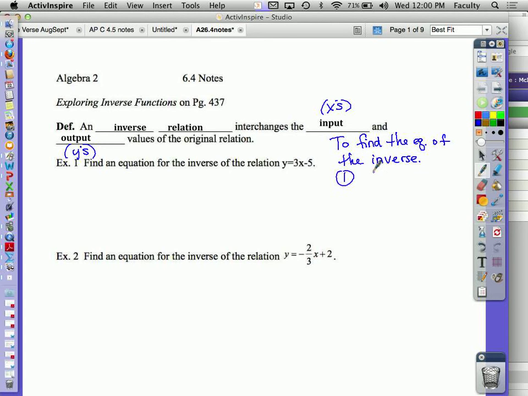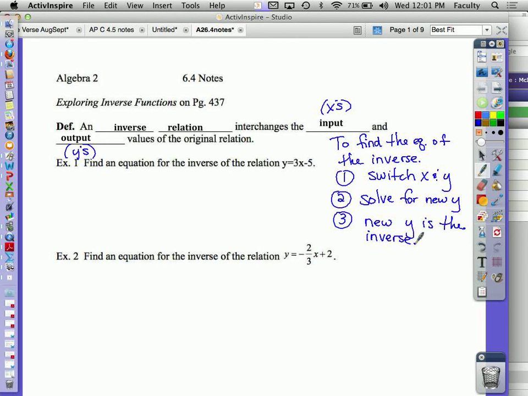Step 1, switch x and y. So that's why in my tool belt today I have this light switch to help us remember. When you're dealing with an inverse, you switch the x and the y. Step 2, solve for this new y. Step 3, new y is the inverse.